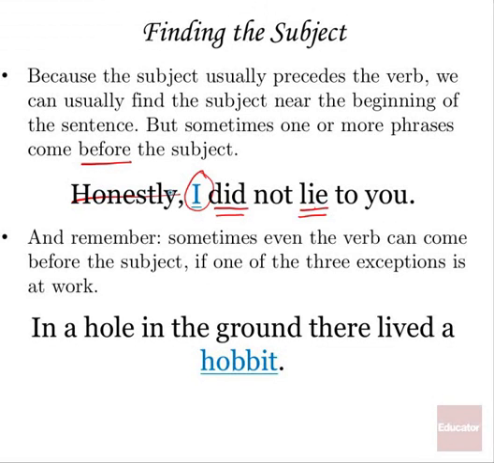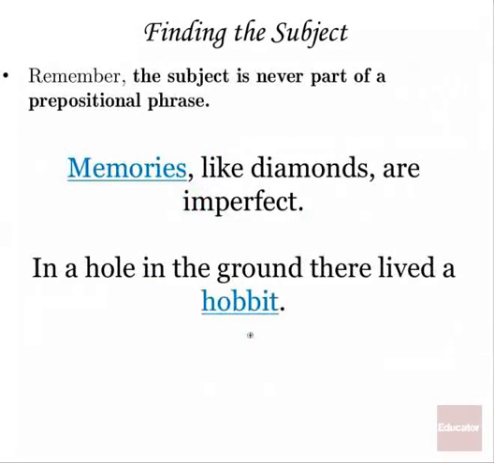And remember, sometimes the verb can come before the subject if one of those three exceptions mentioned earlier in this lesson is at work. So we look at: in a hole in the ground there lived a hobbit. In a hole, in the ground, two prepositional phrases. There lived, that's a form of there is, there was, a hobbit. The hobbit is doing the living, and in this case, it's the last word in the sentence.